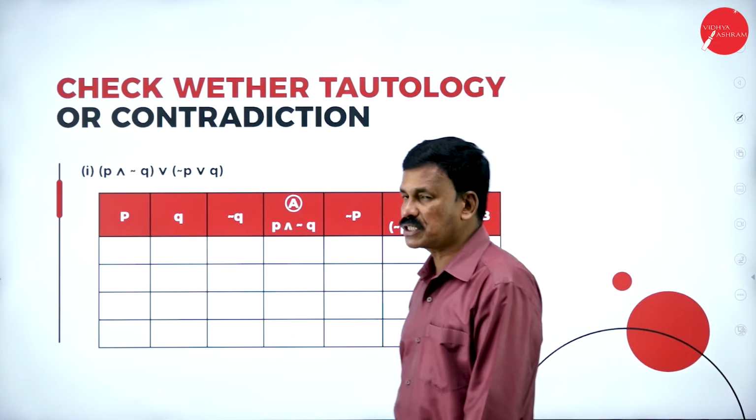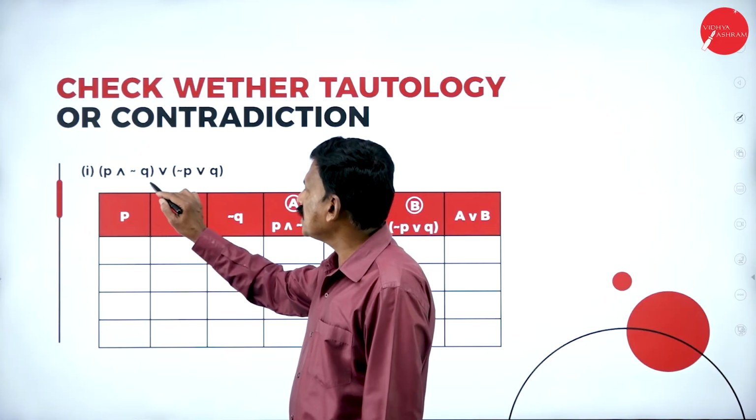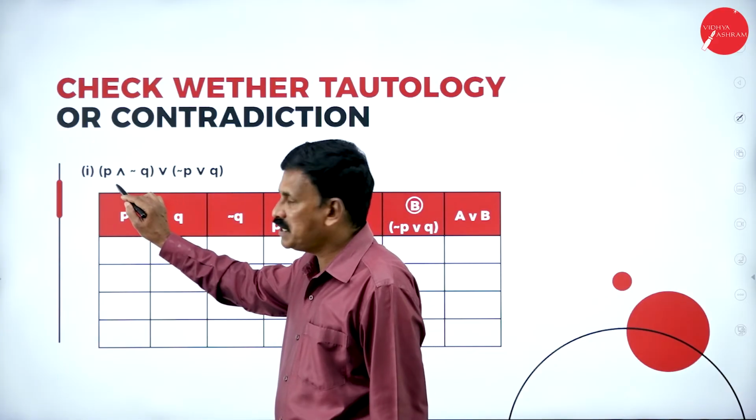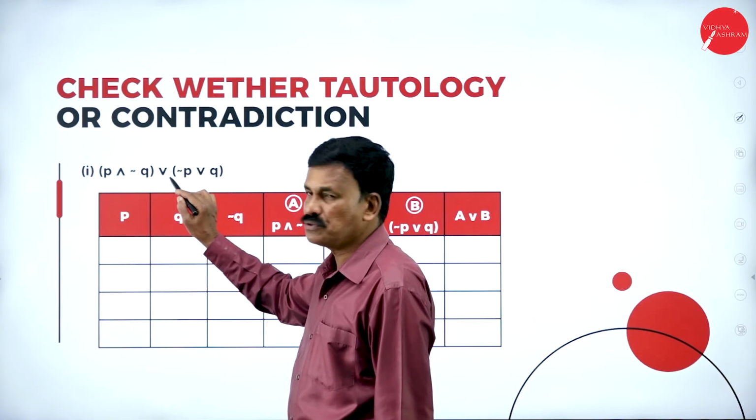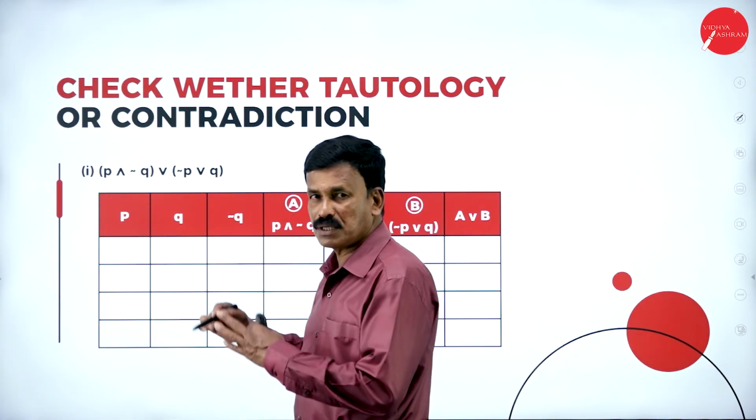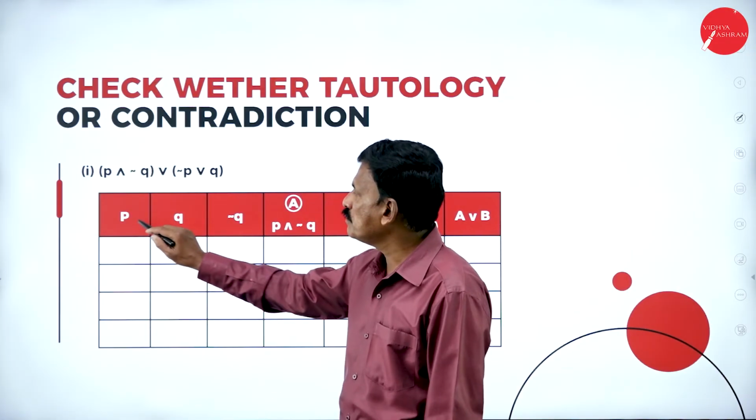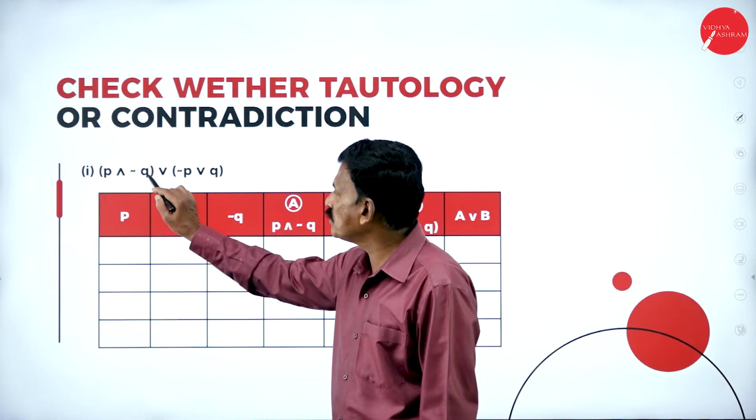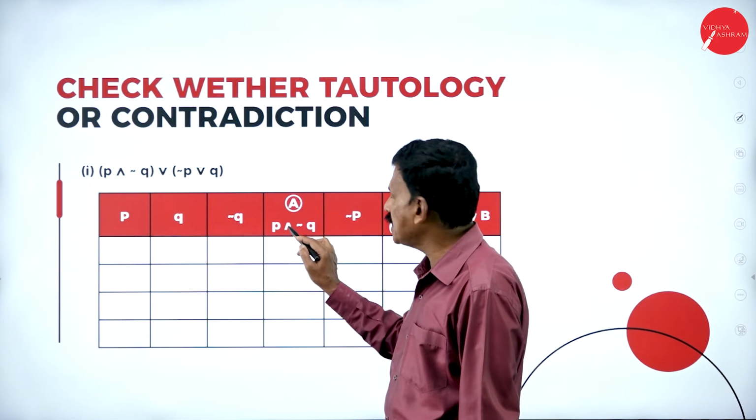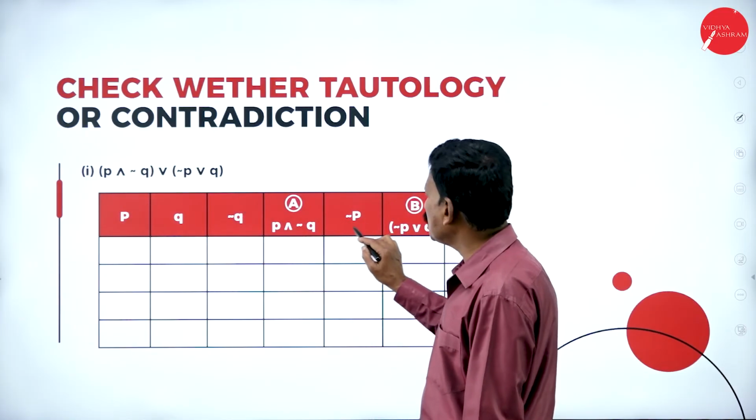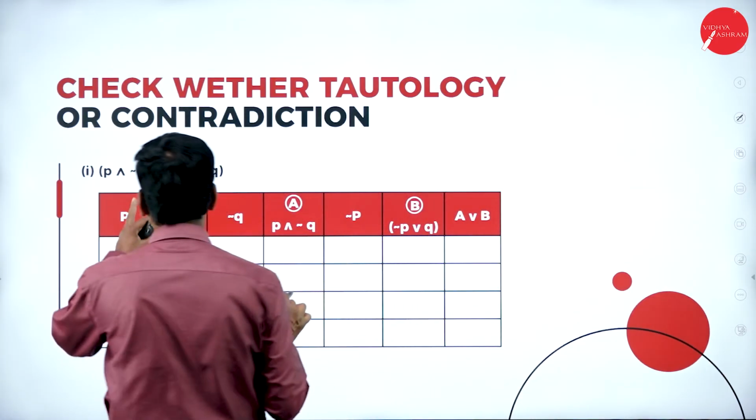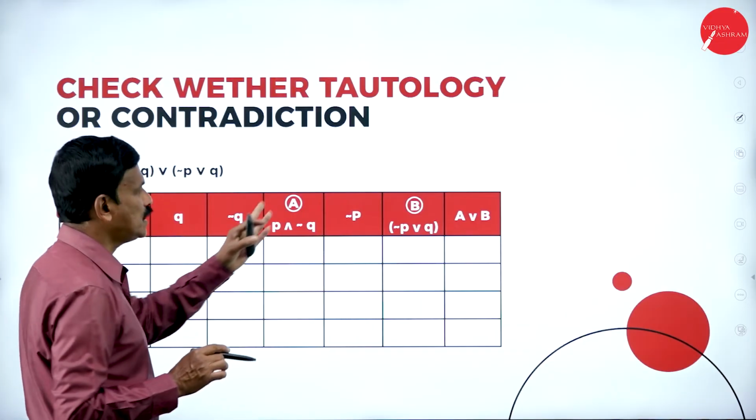Now, let us construct the truth table for (P conjunction negation Q) disjunction (negation P disjunction Q). You know how to construct the truth table. First, write down P, Q. Here in the first part, we have negation of Q. So, P conjunction negation Q, call it A. Next, negation P disjunction Q, this is B, and these two are connected by disjunction again. So, A disjunction B.